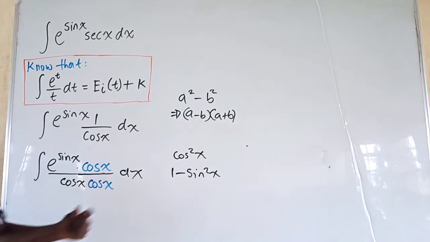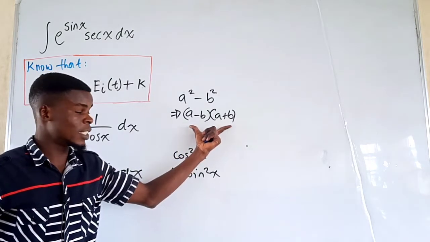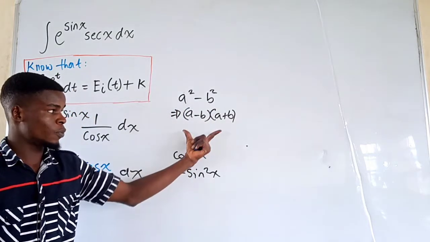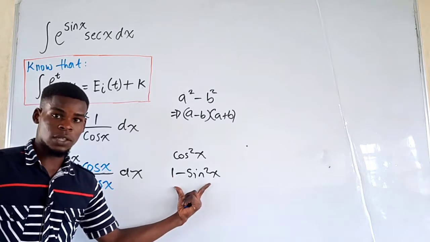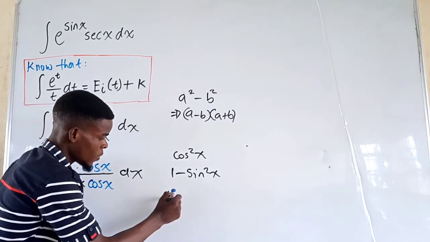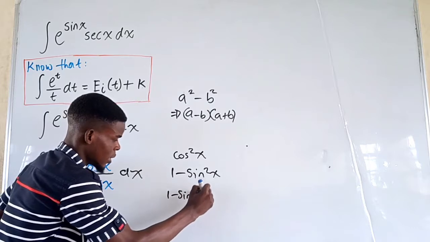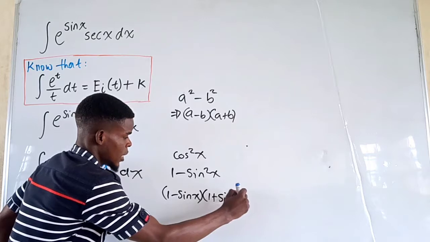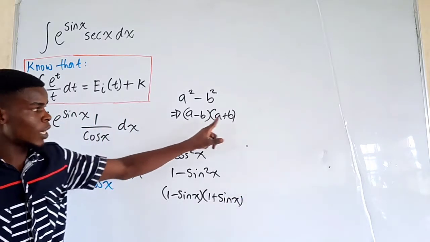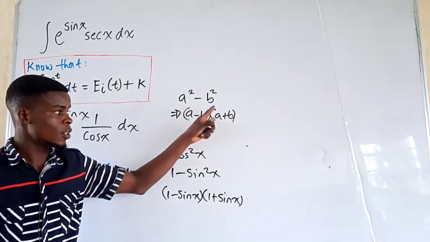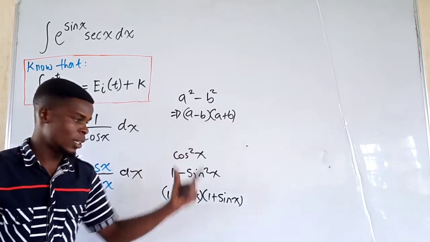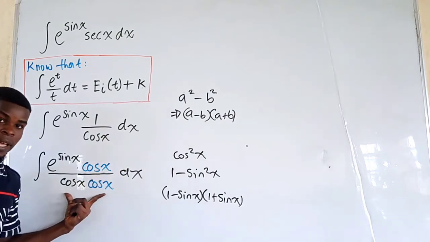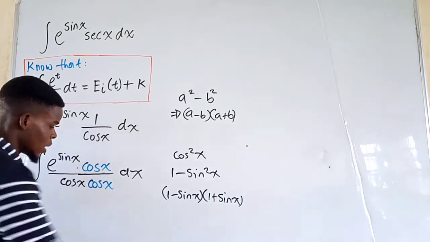Since this is the case, that is the factors, in place of a squared minus b squared, we can just put this down. So that's what I'm going to do here. I'm going to put down 1 minus sine x times 1 plus sine x. So you pick them without their squares, you subtract the second from the first, and then you add them together like this. So that means that in this whole place of cosine squared x, I'm going to put these down. Let me just clean that up.